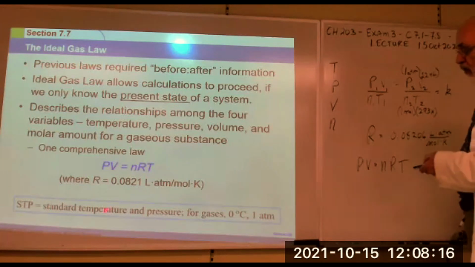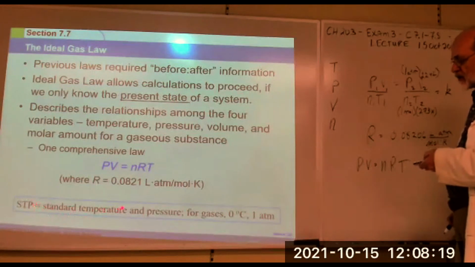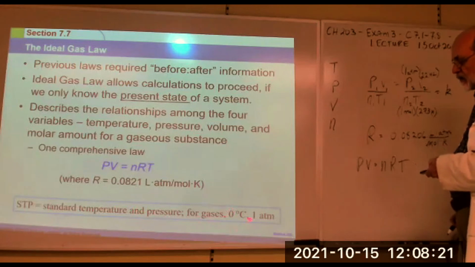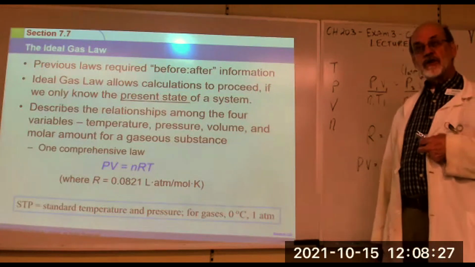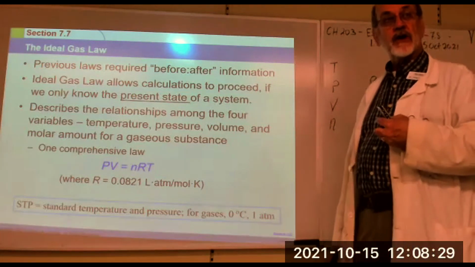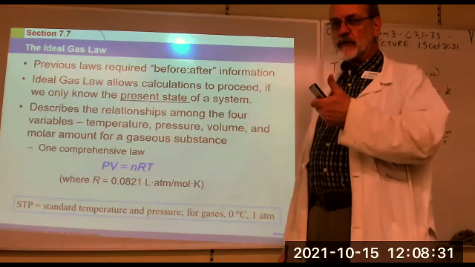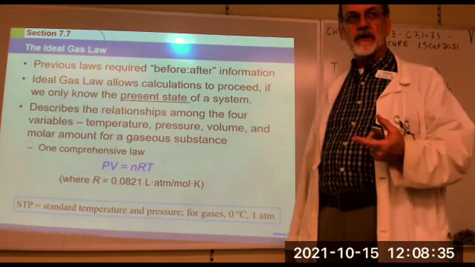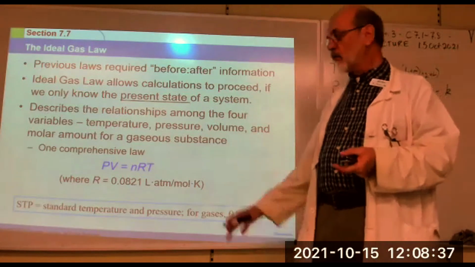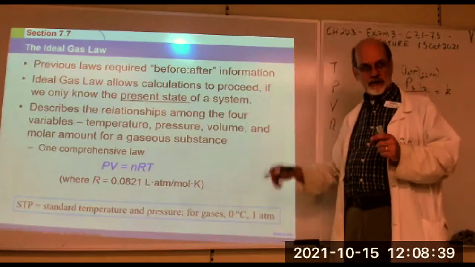And I made a point of the fact that standard temperature and pressure for gases is 0 degrees Celsius and 1 atmosphere. For most chemical reactions, when you see STP or standard temperature and pressure, 1 atmosphere is still true. But for other chemical reactions, 25 degrees Celsius is standard. But when we're working with gas laws, it's always 0 degrees.